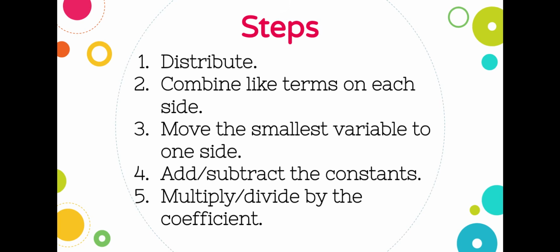Okay, and remember, there are a lot of vocab words in here. A constant is the number without a variable. It's a fixed value. A coefficient is the number that is directly in front of the variable. Everything else we already went through. And the variable, obviously, is the unknown. It's what we're trying to find, and it's normally represented by a letter such as X or Y.